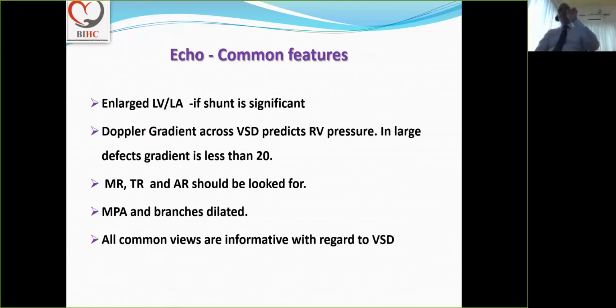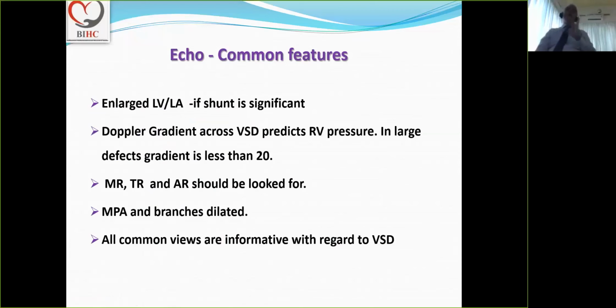So some of the common features in echo would be an enlarged LV and LA if the shunt is significant. In echo, we have the advantage of seeing a Doppler gradient. We can see the Doppler gradient across the VSD, which will predict the RV pressure. In a large defect, this gradient is not there or is less than 20. A gradient of, say, more than 60 or 70 tells you that you are dealing with a small VSD.